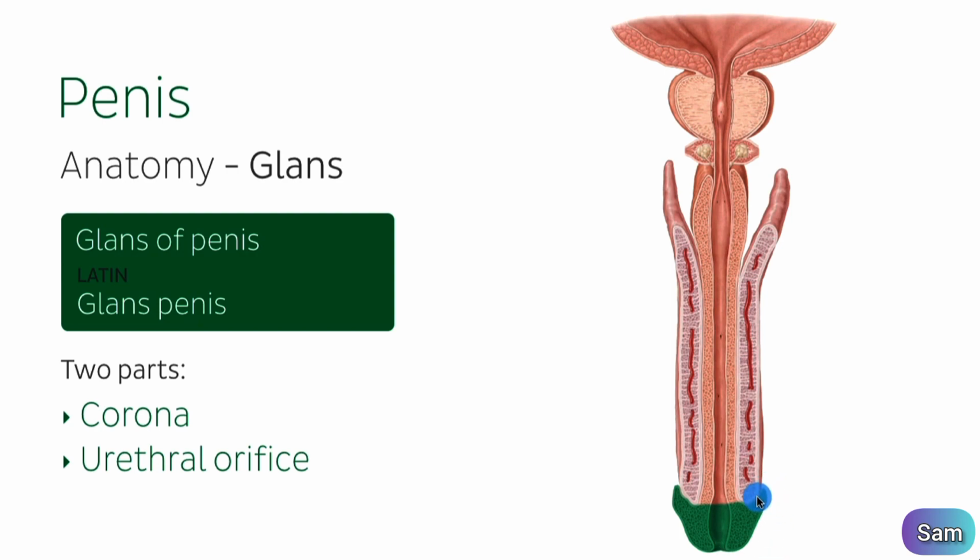The corona is the flared rounded base of the glans and is considered the boundary between the glans and the body of the penis. Whereas the urethral orifice is a slit-like opening at the distal end of the glans. It is otherwise known as the external urethral orifice and marks the end of the urethra. The glans penis is homologue to the clitoral glans in females, and in both genders the glans is highly innervated, providing much of the sensation of the penis during sexual arousal.